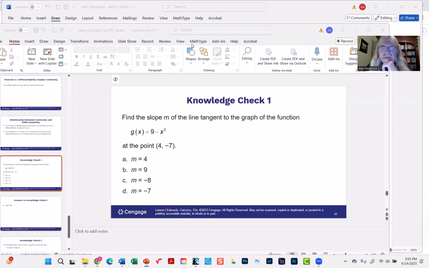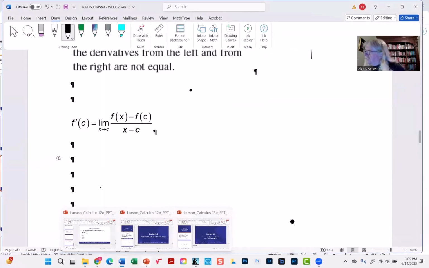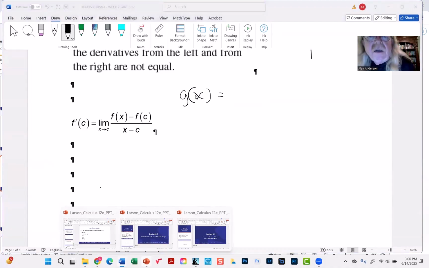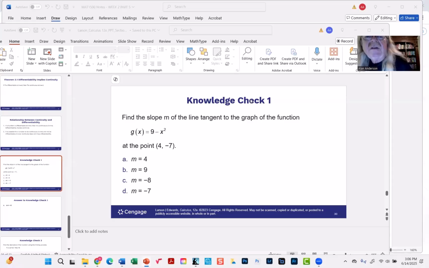All right, so let's take a look at this question. Find the slope m of the line tangent to the graph of the function g of x equals 9 minus x squared at the point (4, -7). So g of x equals 9 minus x squared.